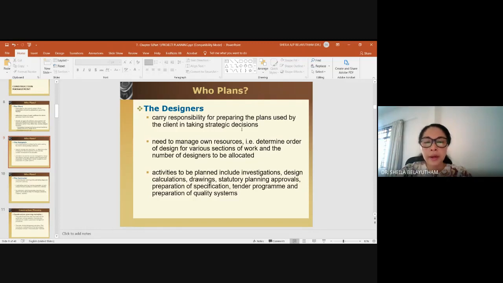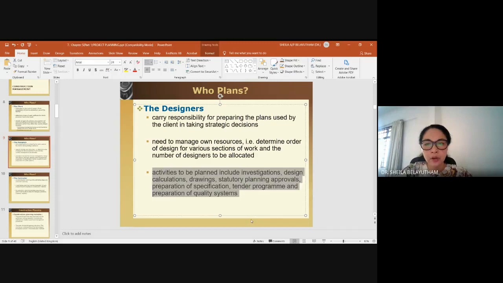Of course, as a designer, you have your own organization to run. So you need to plan one for your own self, which is for your own resources, to determine what sectors of work will be given to which designer, and the number of designers to be allocated for a certain project. And also another one for the project; usually the designer would look into this kind of aspects.